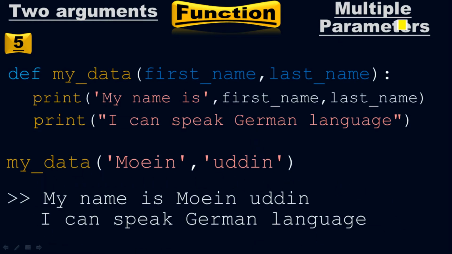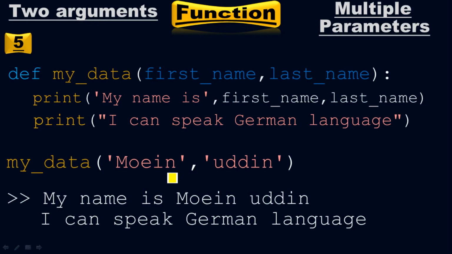Look at here, we have multiple parameters. Multiple parameter means more than one parameter. This is the first parameter, this is the second parameter. So we have two parameters here with two pieces of information. For the first parameter it is Moein, for the second parameter it is Udin. Make sure you pass the argument for the parameter, otherwise you will get an error. If you skip this information, you will get an error.